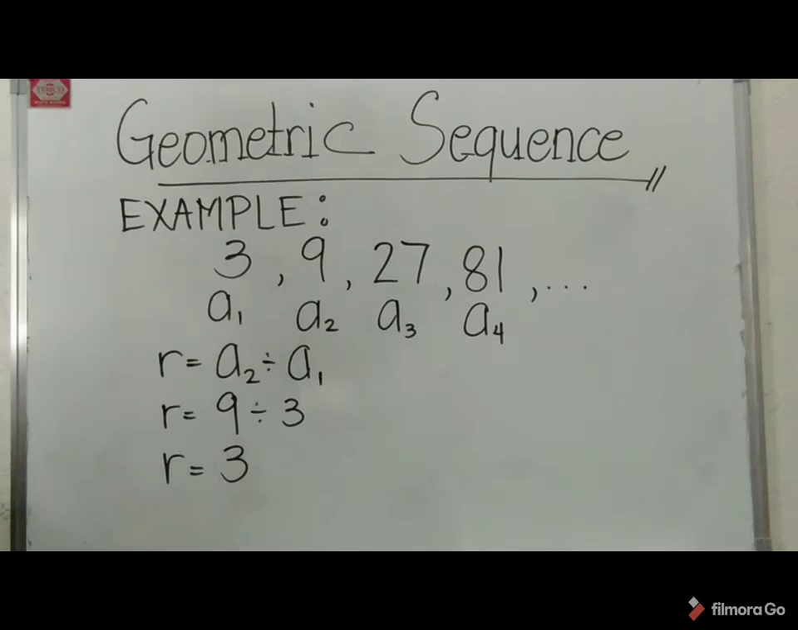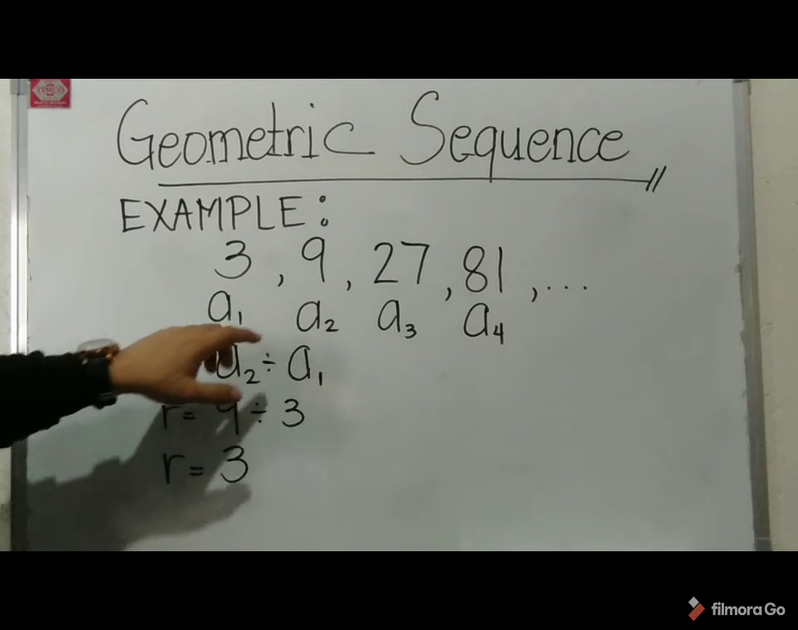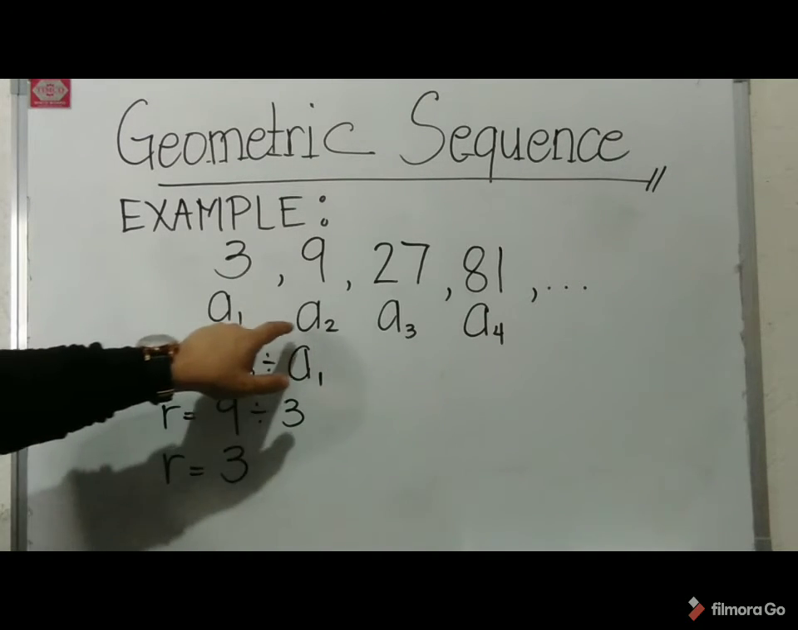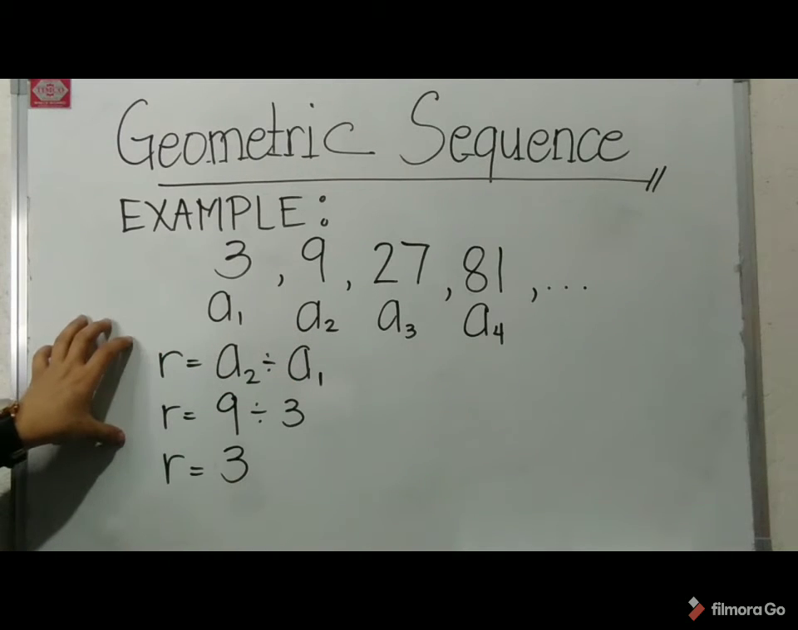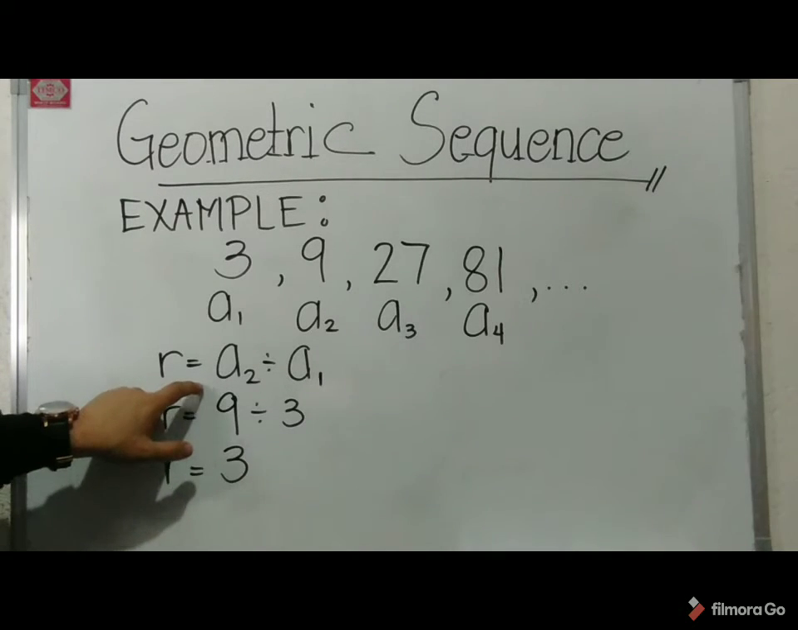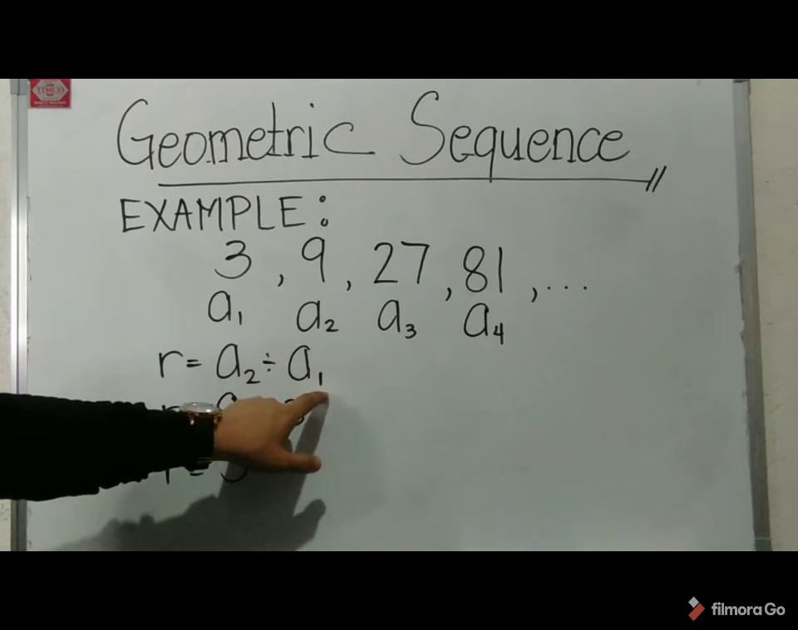So, kung kanina sa arithmetic sequence, may tinatawag tayong common difference at para makuha ang common difference na yon, i-minus natin ang a sub 1 sa ating a sub 2. So, papaano nga ba natin makukuha ang ating common ratio? So, ganito lang yung class. So, common ratio is equal to a sub 2 divided by a sub 1.